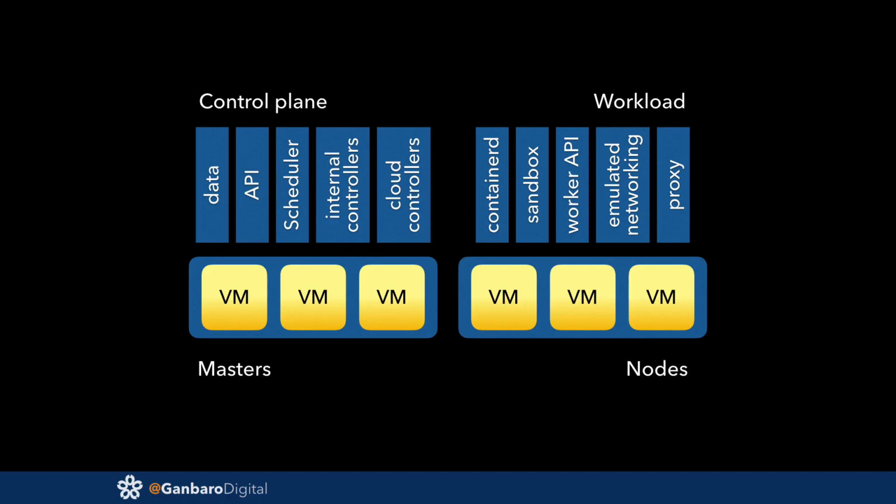So if we go back to our diagram, first of all, we lose the cloud controllers. You're not running in a cloud environment, so they're not going to work. So there's no point in including those. As far as I can tell, you lose the sandbox as well. There may be a sandbox deployed as part of Minikube that I'm not aware of, but I can't find it, and I can't find it in the documentation. So as far as I know, it's not there.